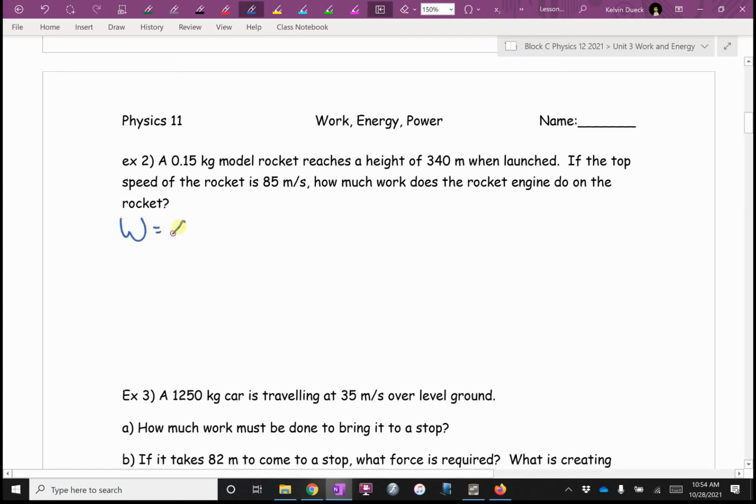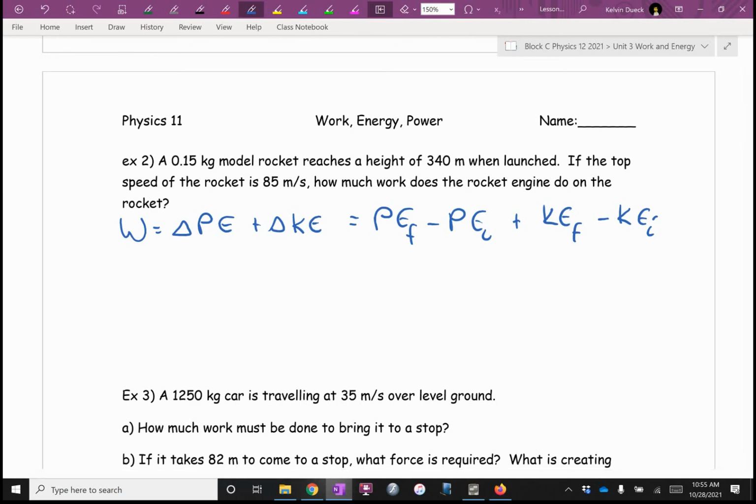Write this down. The change in potential plus the change in kinetic. What's change in anything? So this is going to end up being potential energy final minus potential energy initial plus kinetic energy final minus kinetic energy initial. Are any of these 0? We're starting on the ground.